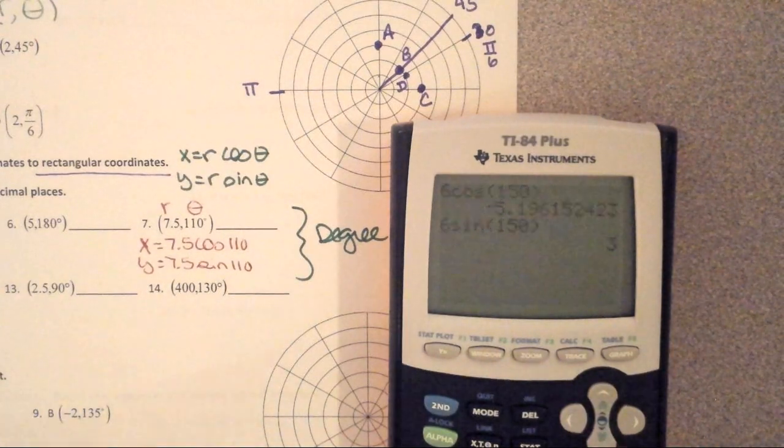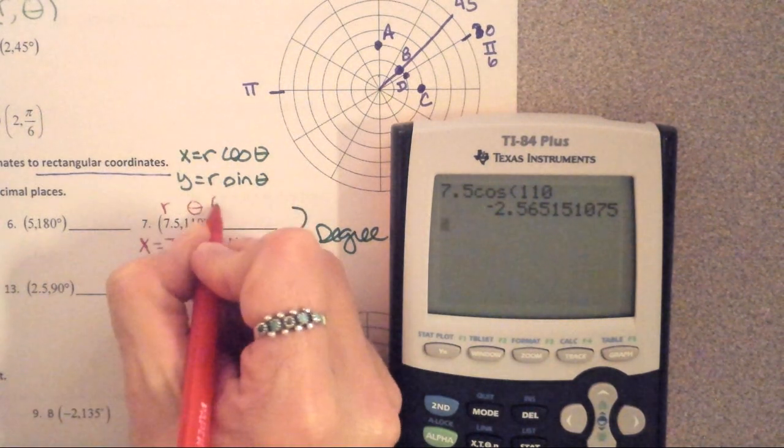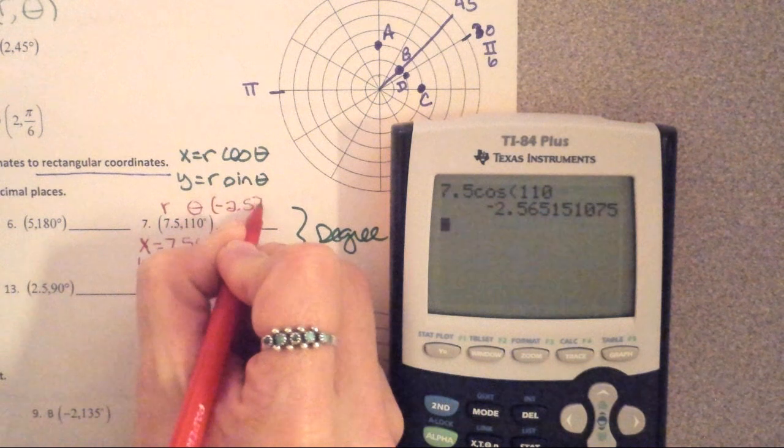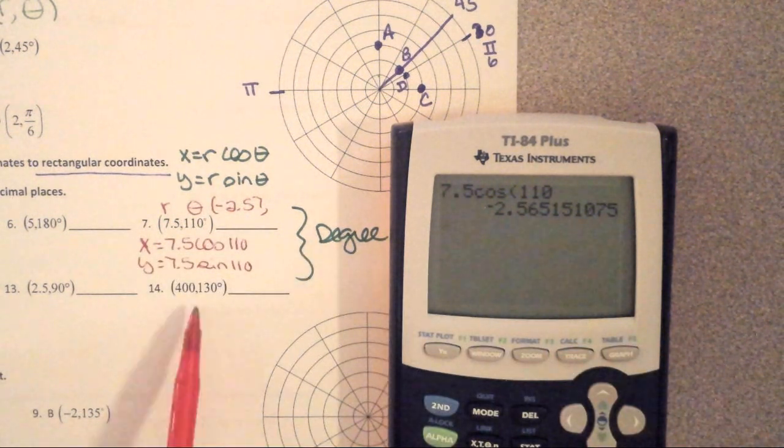Again, you go straight to your calculator. 7.5 cosine 110, and we get negative 2.5. I'm going to round that to negative 2.57, comma. I'm going to do it again, but this time instead of cosine, I'm going to use sine.